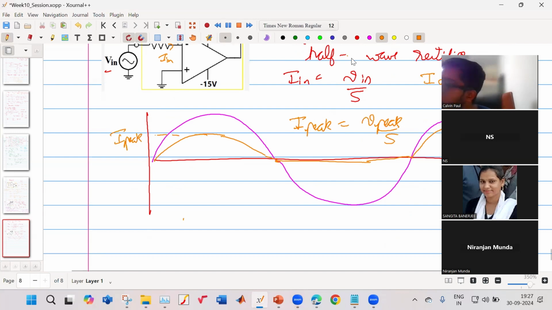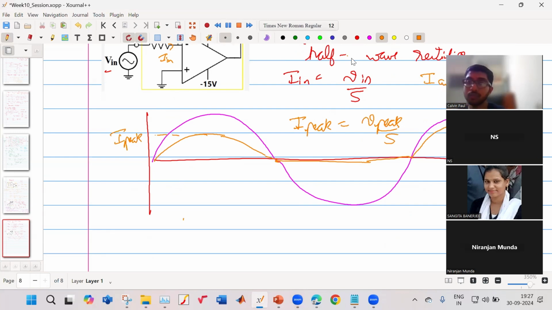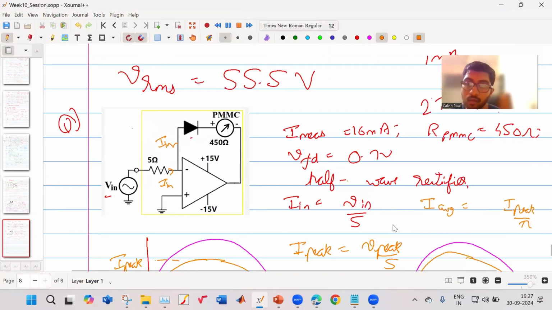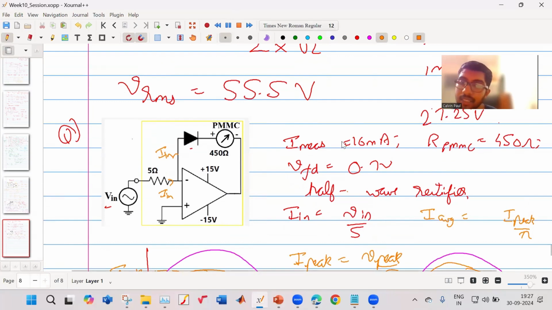Okay, so now is it audible? Yes, sir. Okay, sorry. So what actually happens is your measured current is 16 milliampere, and the resistance of your PMMC is 450 ohm. The forward drop of your diode is 0.7 volt, and this is working as a half-wave rectifier. Your input current is given by Vin upon 5. This only happens when your Vin is positive. If your Vin is negative, then the diode becomes reverse biased and current cannot flow.